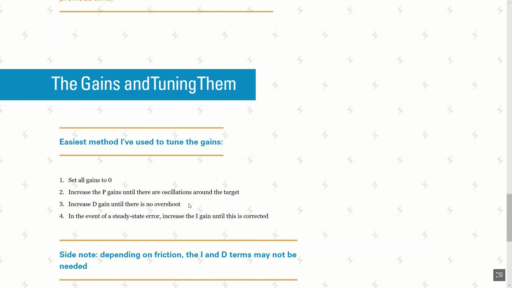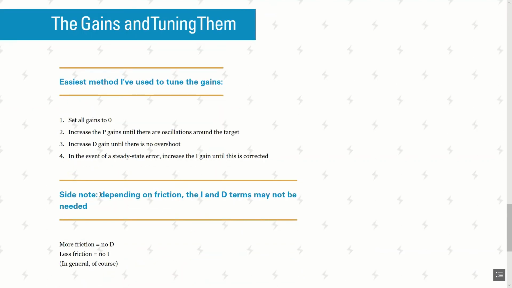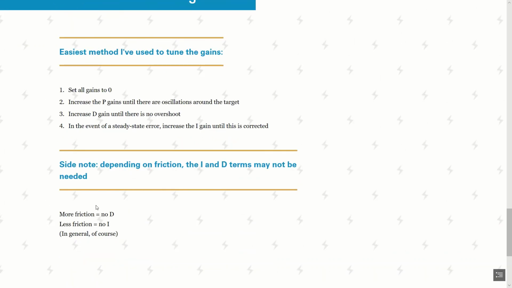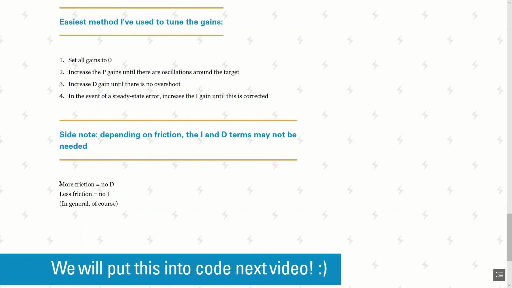Number three is to increase the D gain until there's no overshoot. So essentially, it's just going to come to a stop here. And then if there's a steady state error, we're going to increase the I gain until that is corrected. And as a little side note, this is just in general, depending on the friction, the I and D terms may not be needed respectively. So with more friction, you're not necessarily going to need a D term. And if there's less friction, you're not necessarily going to need an I term, or it's going to be lower than usual. You just think of what your component's doing, why there would be friction, things like that.